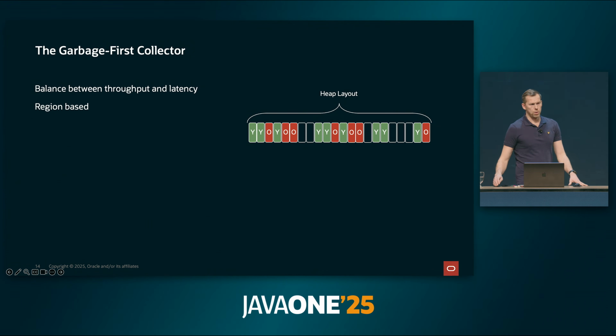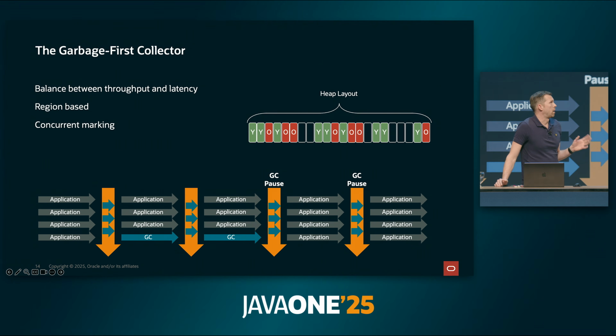First, G1 is region-based. So instead of dividing the heap into a young and old generation, G1 divides the heap into evenly sized regions. Those regions can then either belong to the young generation or the old generation, or of course be free if they're not used right now. Then G1 also supports concurrent marking.